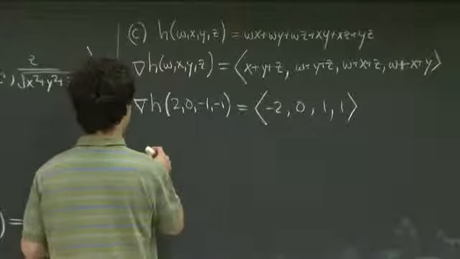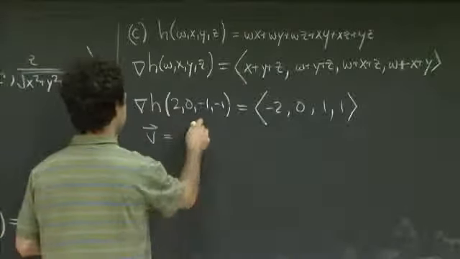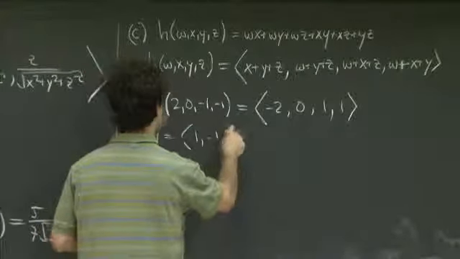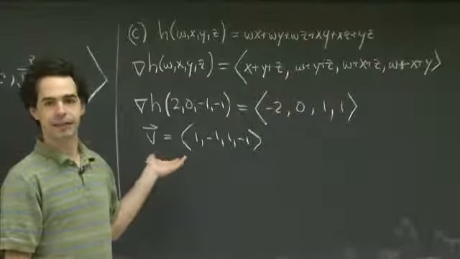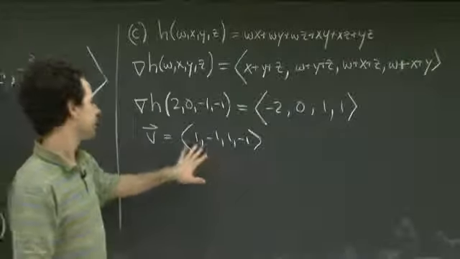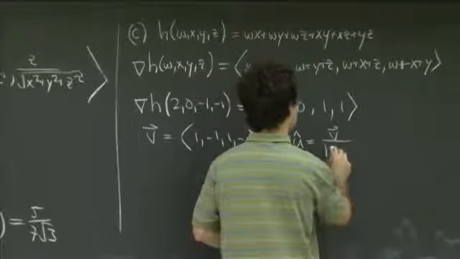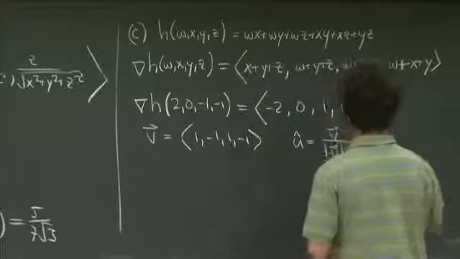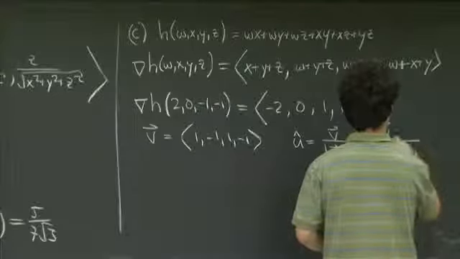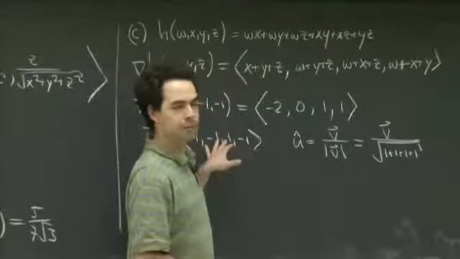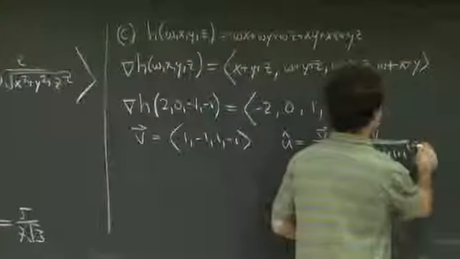Now I gave you a vector v. This was the vector 1, minus 1, 1, minus 1, and I asked you to find the directional derivative at this point in that direction. Again, we need a unit vector, and this isn't a unit vector. So u is equal to v over the length of v. What is the length of v in this case? We square the coordinates and add them. So that's 1 plus 1 plus 1 plus 1, that's 4. Square rooted is 2. So that's v over 2.